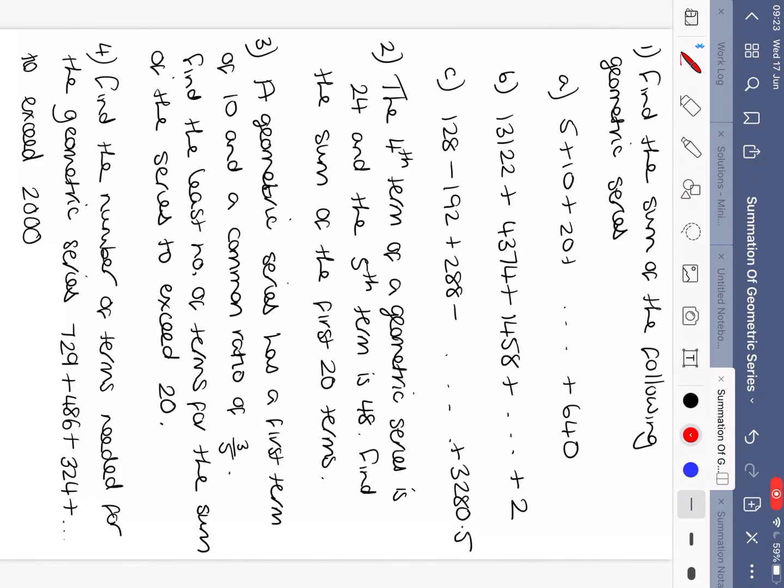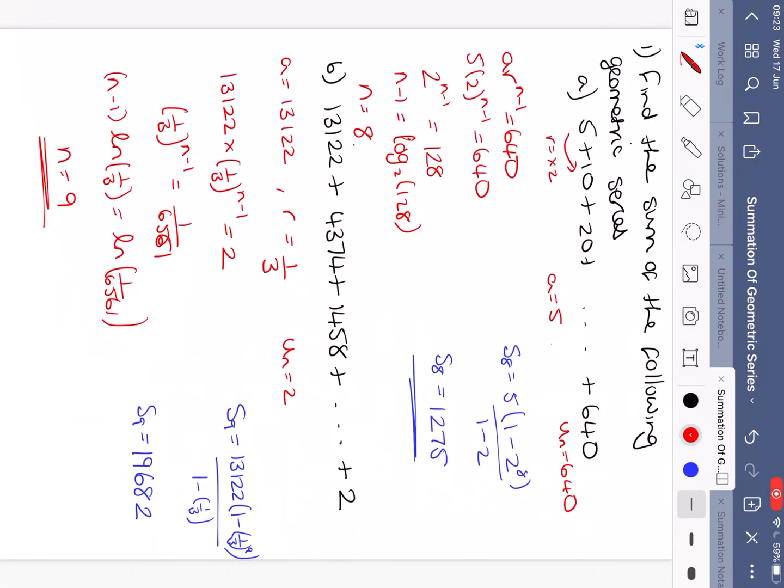Okay, so here we go. First two. Fairly straightforward, like my first couple of examples. You just need to work out how many terms there are first, and then you can work out the sum of those number of terms. So in the first case it was 8 terms, and you should have got 1275. For the second one, again, the first and the hardest step really is working out how many terms there are. So you know the last term is 2.